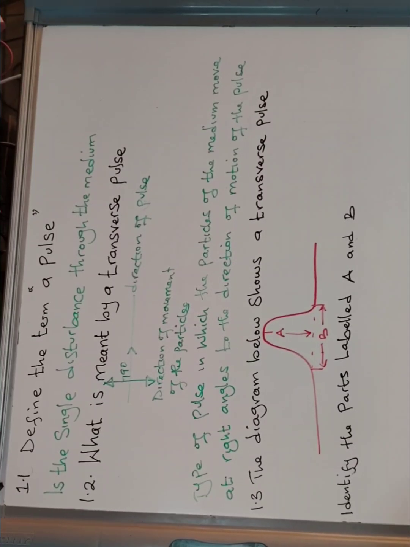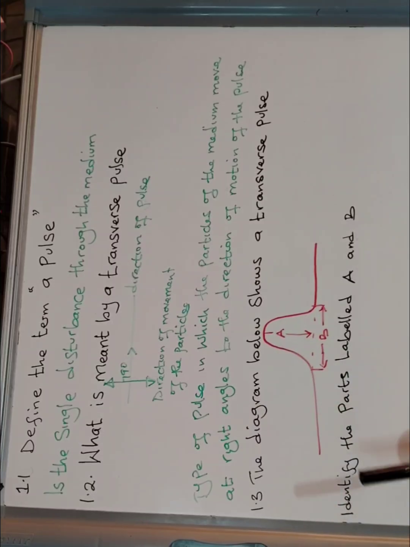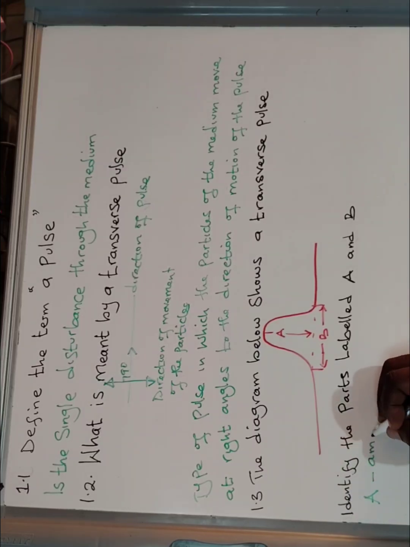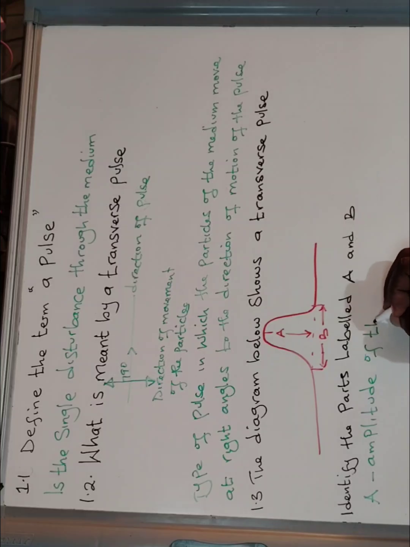So that is that. Next, we'll have the next question. It says that the diagram below shows a transverse pulse. Okay, this is it. And the question says, identify the parts labeled A and B. Okay. So what is the part A? A represents the amplitude of the pulse. And B represents the pulse length. So that is that.